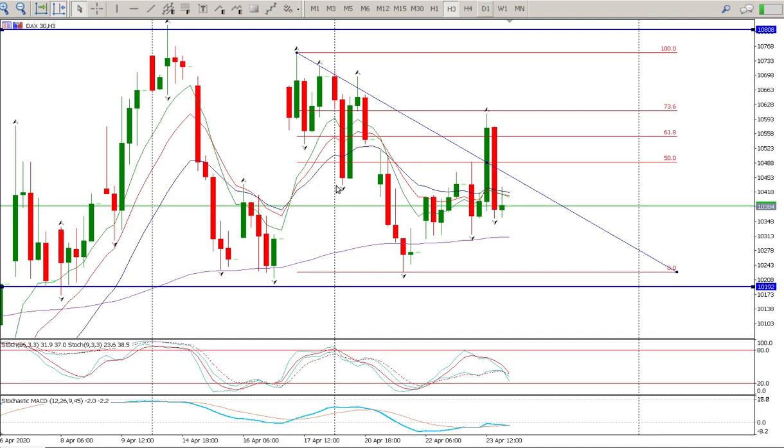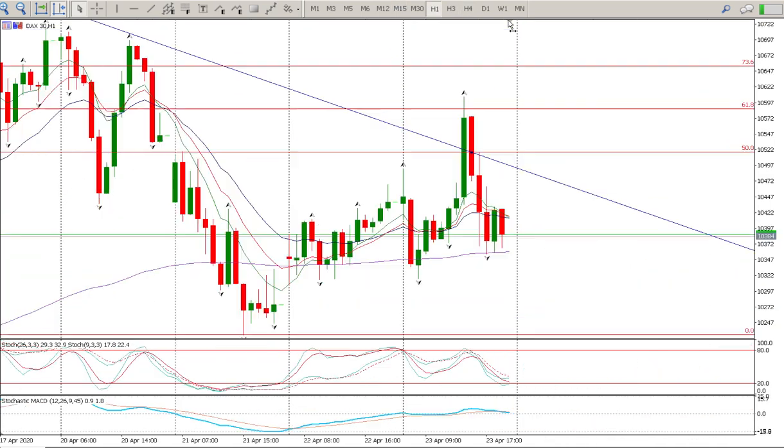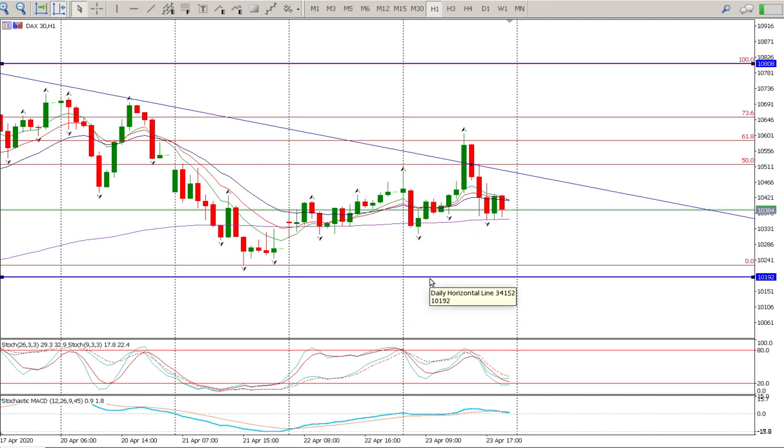As far as I'm concerned, if I take this to the top of the range, which is there, you'll see 61.8 is the area we rejected. And as I said to you yesterday, any rejection off that area is going to get me short. Okay, so that has happened. We have got a move to the downside. I'm now looking for opportunities to be short with anticipation of breaking the bottom of the range.